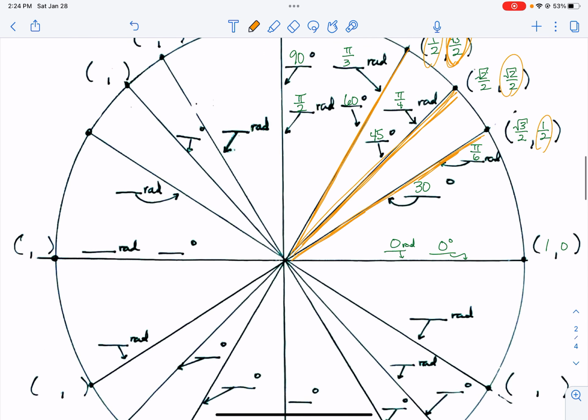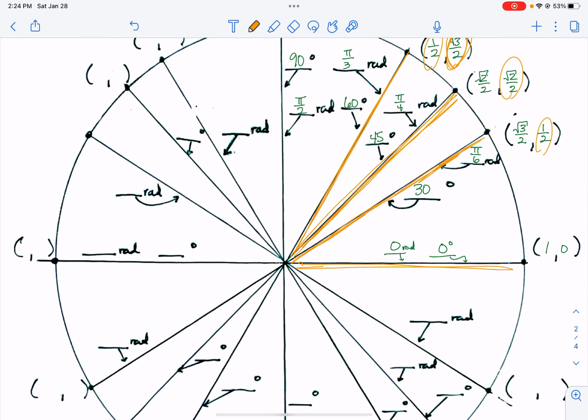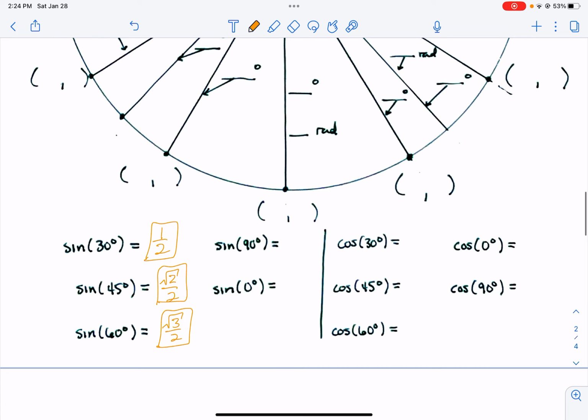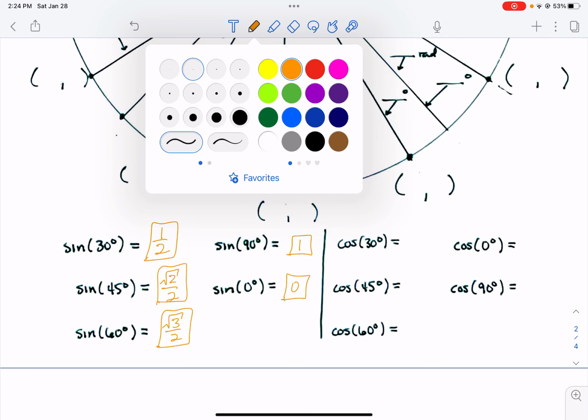Sine of 0 degrees over here, right? That's going to be the 0. And sine of 90, right? That's going to be the 1. So 0 and 1. Let me do it in a different color here.